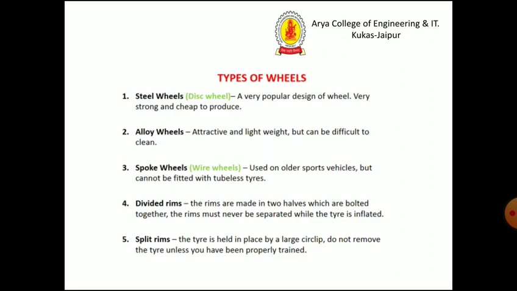The types of wheels: the first one is the steel wheel or disc wheel. It is a very popular design of wheel, very strong and cheap to produce. The alloy wheels are attractive and lightweight but can be difficult to clean. Spoke wheels, also known as wire wheels, are used on older sports vehicles but cannot be fitted with tubeless tires. These are also fitted on two-wheelers.